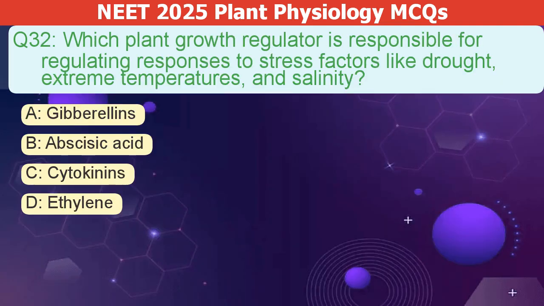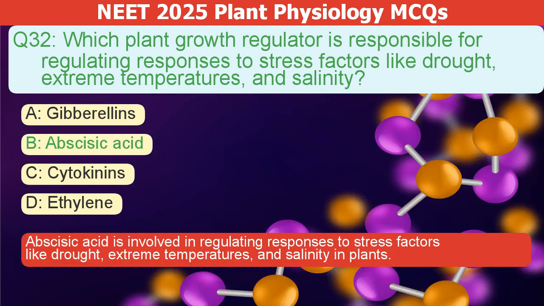Which plant growth regulator handles stress responses like drought, extreme temperatures, and salinity? A. Gibberellins. B. Abscisic acid. C. Cytokinins. D. Ethylene. The correct answer is B. Abscisic acid is involved in regulating responses to stress factors like drought, extreme temperatures, and salinity in plants.